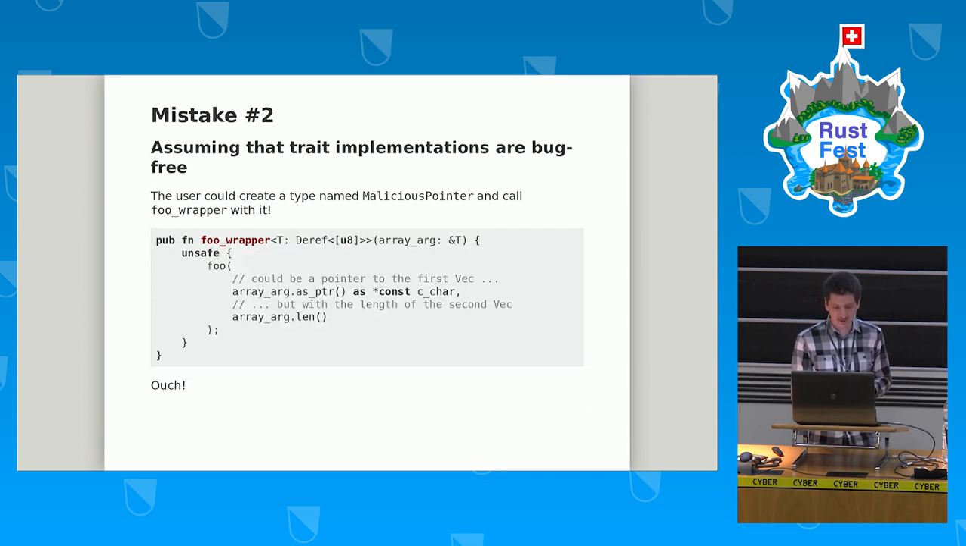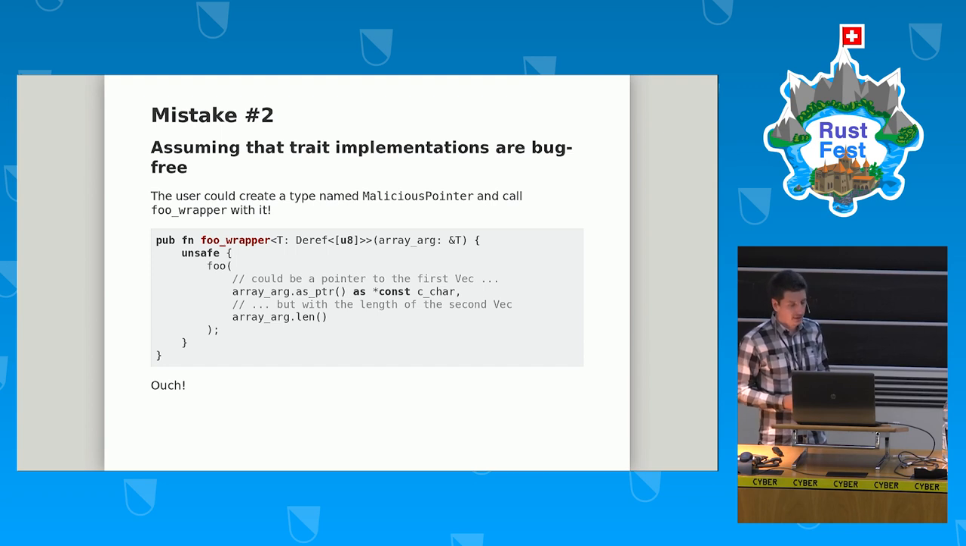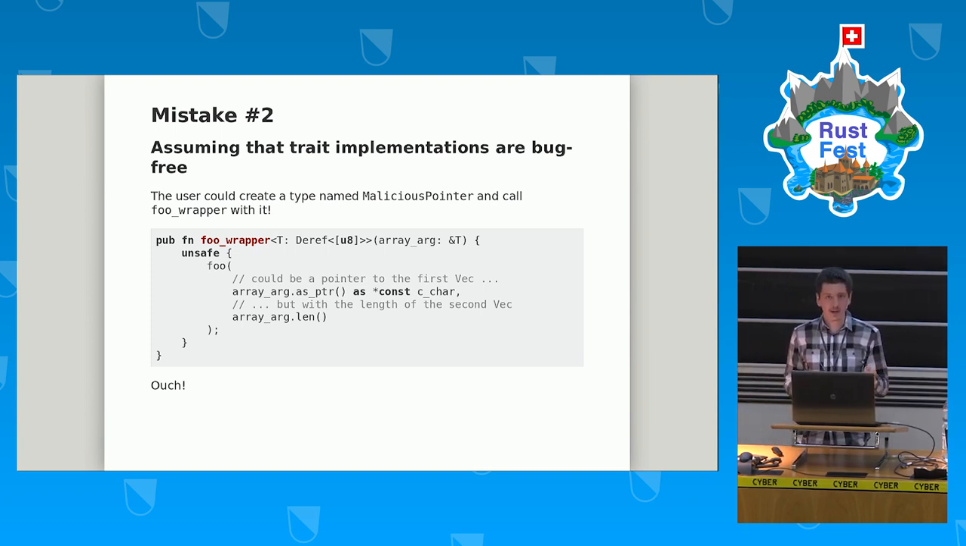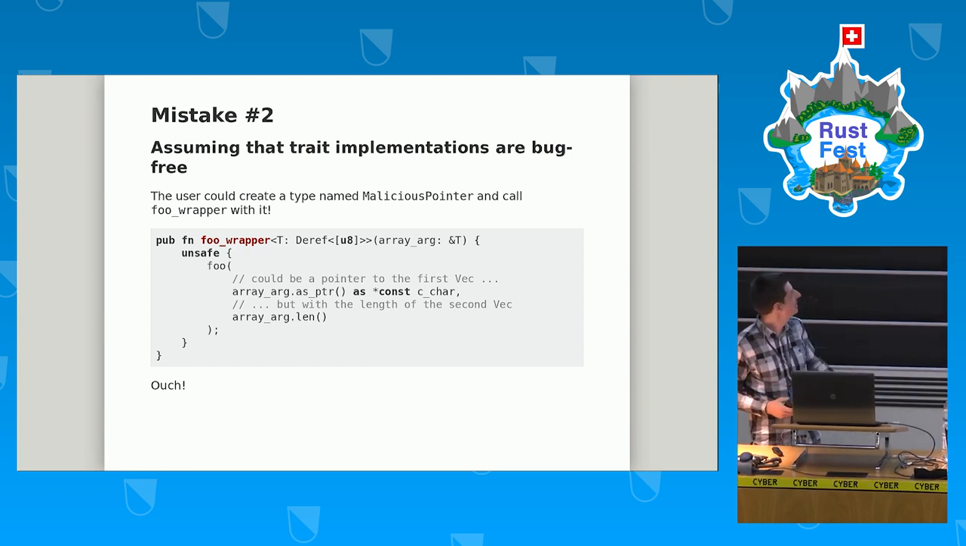So you may think, why would someone do this? And I'm going to come to this. What's happening if you create a malicious pointer and you call foo wrapper with it? Let me explain first. When you call arrayArg.as_ptr, what happens in reality is that you call arrayArg.deref().as_ptr. And when you call arrayArg.len, what happens in reality is you call arrayArg.deref().len. So what could end up happening is that you get a pointer to the first Vec and the length of the second Vec, and then bad things are going to happen.